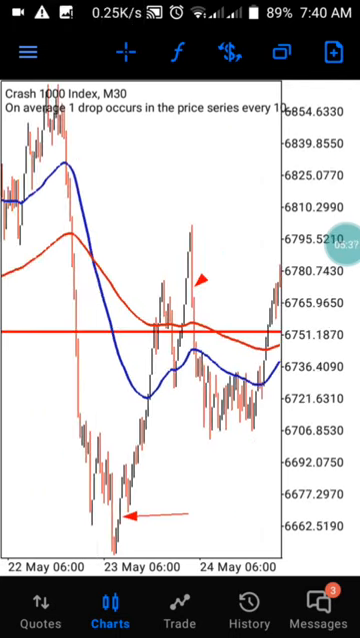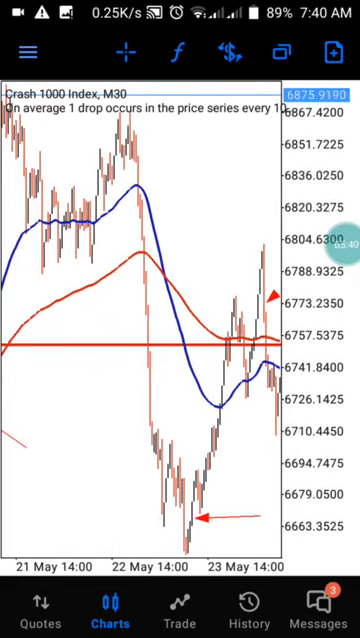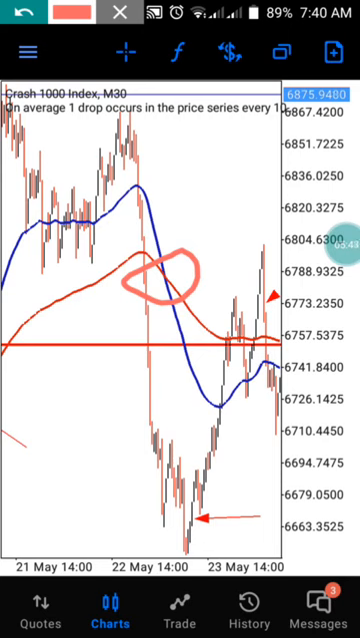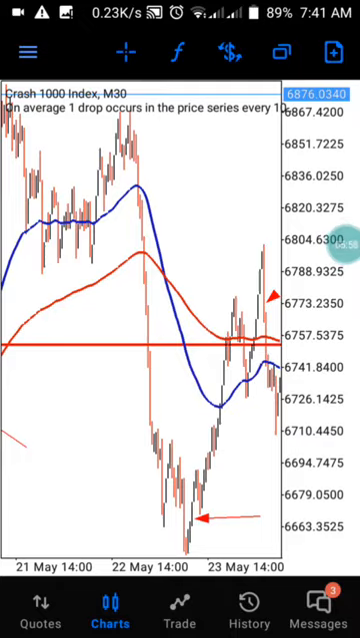That's the meaning of it. And also, let's check for this crossing area. Don't forget, anytime you are having your blue line crossing below on a downtrend, you are having a downtrend market. And anytime you are having the blue line crossing on the above level, you are having an uptrend. So in this case, we are having a downtrend.